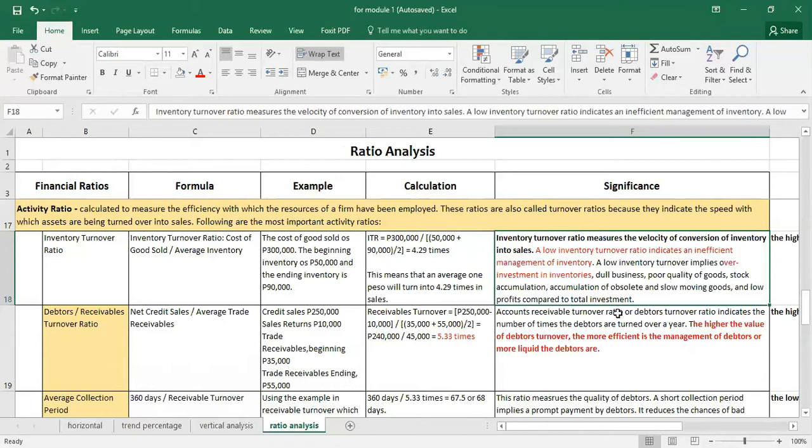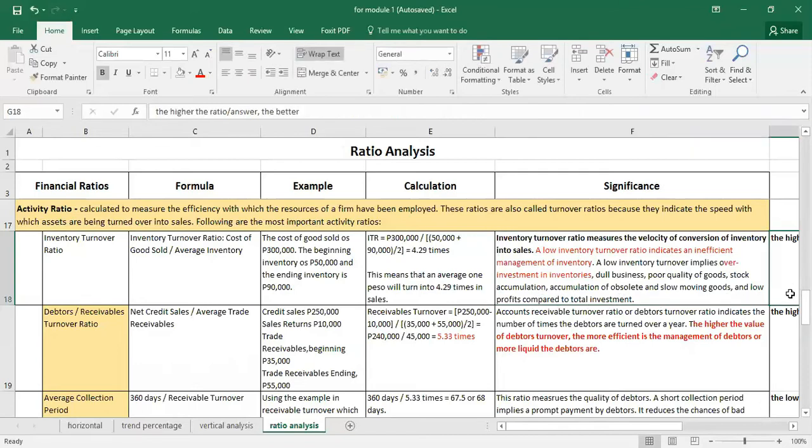So, over-investment of inventories, possible na dull business, poor quality of goods, stock accumulation of obsolete and slow-moving goods, and low profits compared to total investments. So, there's no standard pa din, pero the high inventory turnover ratio, the better.